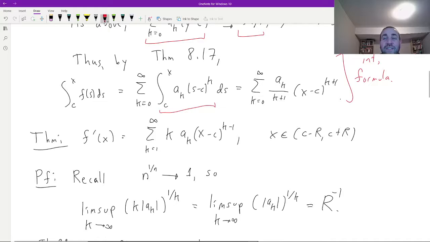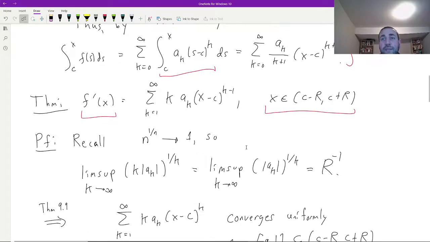We have the following: under the same conditions, the derivative f prime of x is equal to the sum k equals 1 to infinity of k times a_k, (x minus c) to the k minus 1, again for x in the same interval. And again, a key part of this theorem is that the derivative actually exists, which is otherwise, again, not entirely obvious. How do we prove something like this?